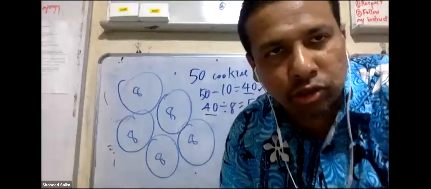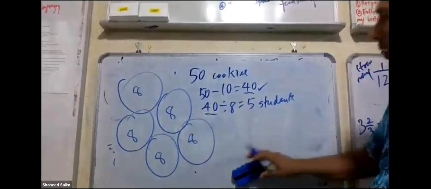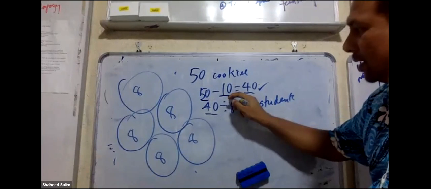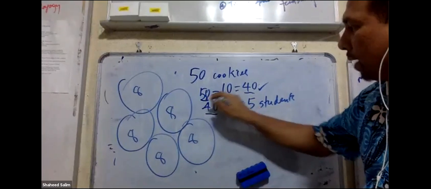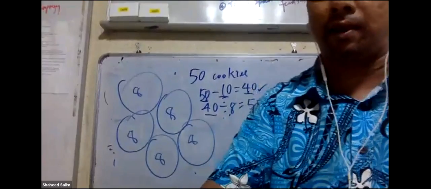So now in algebra, you must follow the same steps. So what are the steps? Watch. Your step is take the total minus the balance. After that, divide the answer by 8. So now you try using algebra.